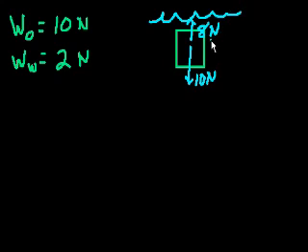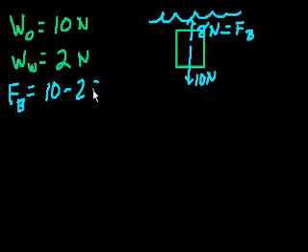And that's the buoyant force that we learned about in the previous video, and the video about Archimedes' principle. This is the buoyant force. So the buoyant force is equal to 10 minus 2 is equal to 8, right? That's how much the water's pushing up. And what is that also equal to? That equals the weight of the water displaced. So 8 newtons is equal to the weight of the water displaced.